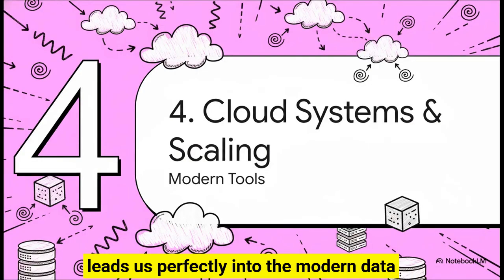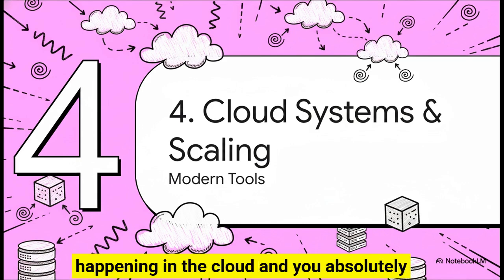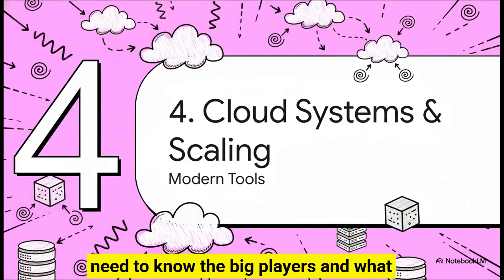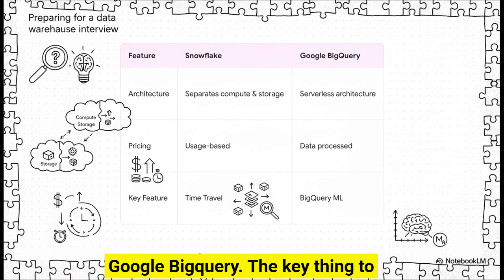And that leads us perfectly into the modern data stack. Today, most data warehousing is happening in the cloud, and you absolutely need to know the big players and what makes their architectures unique. Let's compare two of the giants, Snowflake and Google BigQuery.